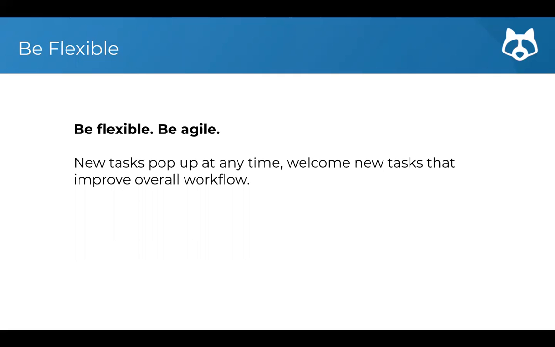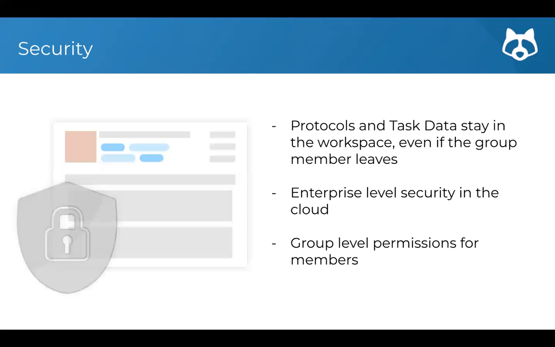Even if you understand that you'd like to have that structure, it's good to add that ability to have flexibility. And finally, security. When we're talking about running protocols, especially in a lab setting or in any other type of setting, security is super important. The tasks that you have in your workspace are locked down to your group, so you know that it's safe and secure. The Protocols.io platform has enterprise level security and encryption, so you know that the data that you're putting in is going to be safe and secure.